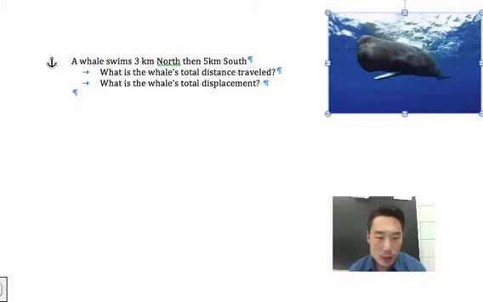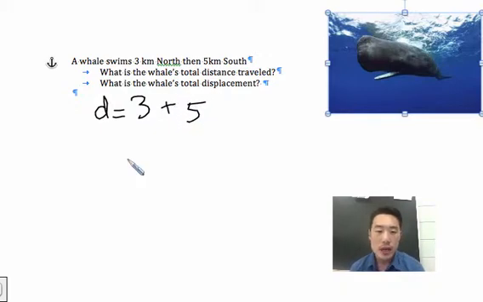We have a whale that swims 3 kilometers to the north and then it swims 5 kilometers to the south. Same questions. What is the total distance traveled? Alright, so in order to solve this, let's figure out the total distance traveled first. In order to find out the total distance, all you have to do is add the magnitudes. Remember, no direction for distance. So we have 3 plus 5, and if we use our great calculators known as our brains, we get 8 kilometers for the total distance.